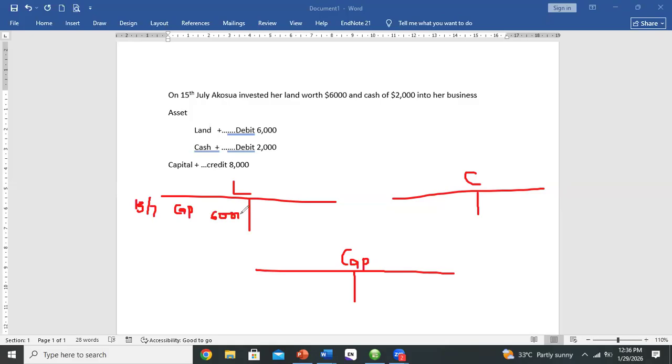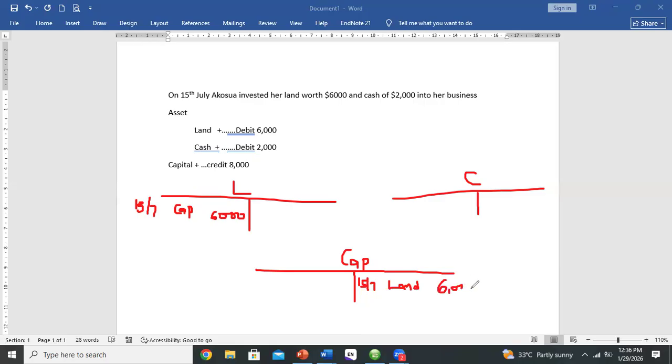The corresponding credit entry will be in the capital account. So you see the same 15th July. This time the narration will be what? Land. How much? 6,000. So we have recorded the land part of the capital. What is left is the cash.